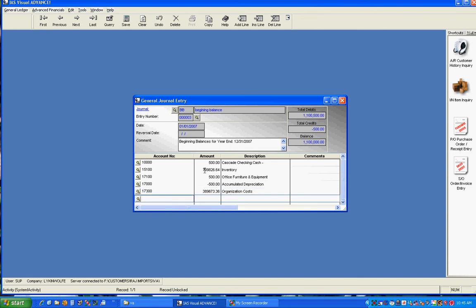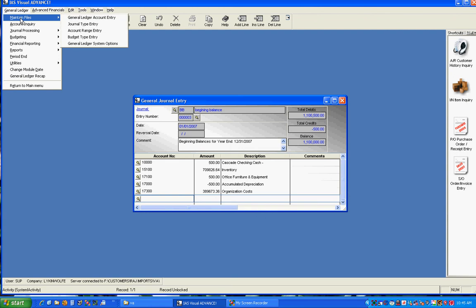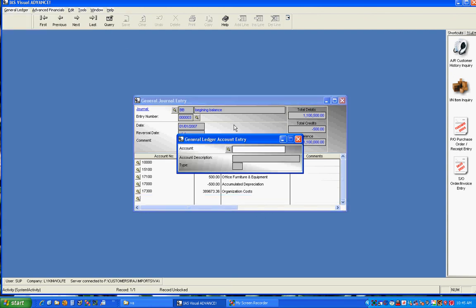F3. The next thing we're going to start setting up are our notes payable. We don't have any accounts payable at this point when we first started because we didn't buy the accounts payable. We also didn't buy the accounts receivable. We only bought the inventory and the customer list. So we're going to start setting up some accounts because we like them organized. So part of that is, notice I'm not closing out my journal entry, but I'm going to go over here to maintain files and general ledger account entry.